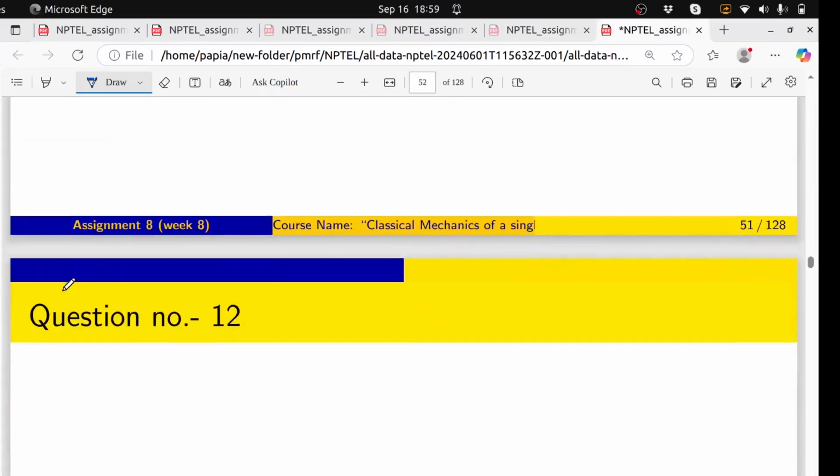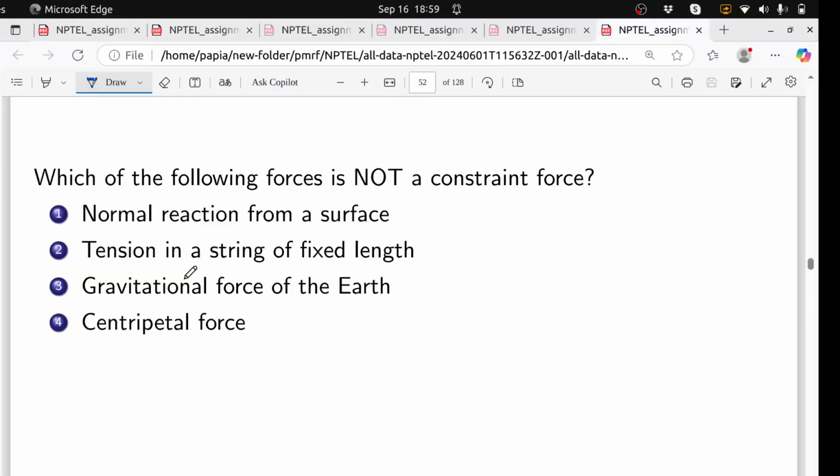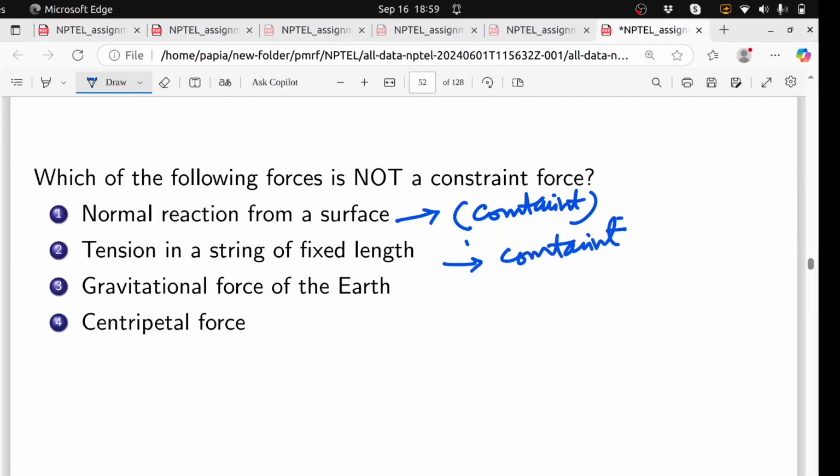Okay, so now we can come to the next question. Which of the following forces is not a constant force? Again, it is very similar to the previous question. The normal reaction from a surface is a constant force. Tension is again a constant force. Gravitational is not constant, but centripetal is also a constant force.